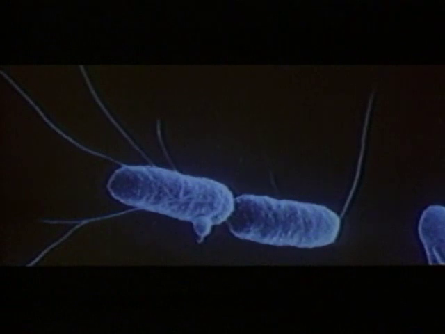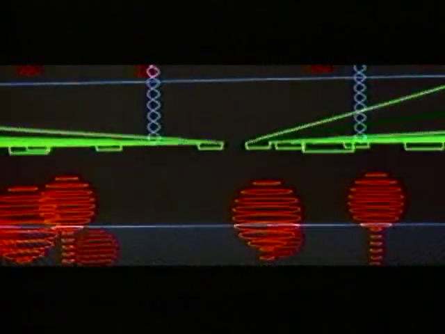Long helical projections called flagella propel the bacterium. The fine hair-like projections emanating from the surface of the cell are the pili, which enable the bacterium to adhere to surfaces in its natural environment and in certain disease states. A cross-section of an E. coli cell reveals two membranes separated by an area called the periplasmic space.